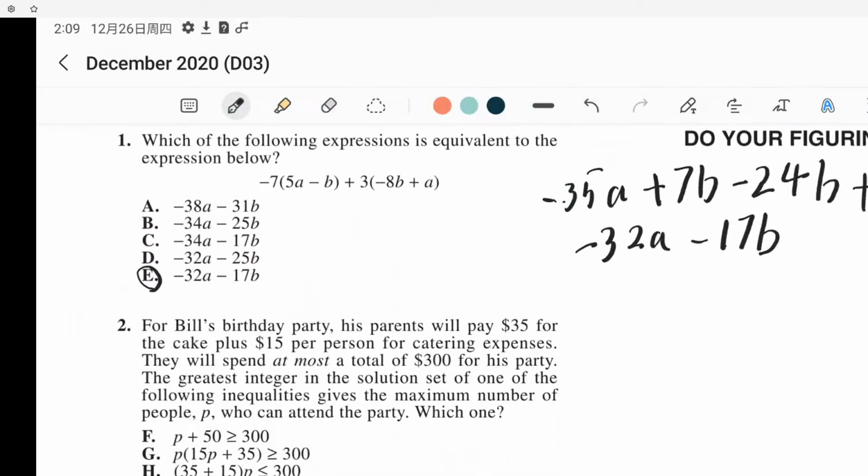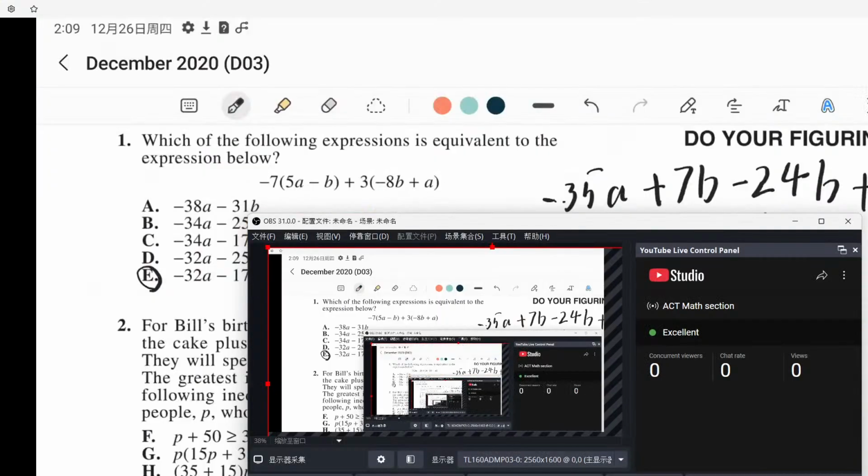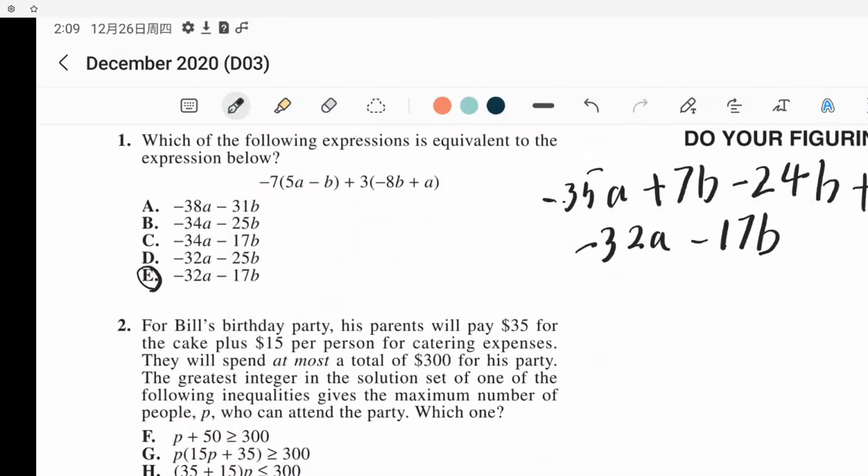Number 2. Number 2 says for Bill's birthday party, his parents will pay $35 for the cake, plus $15 per person for catering expenses, and they will spend at most a total of $300 for his party. And the greatest integer in the solution set of one of the following inequalities gives us the maximum number of people who could be invited or attend the party.